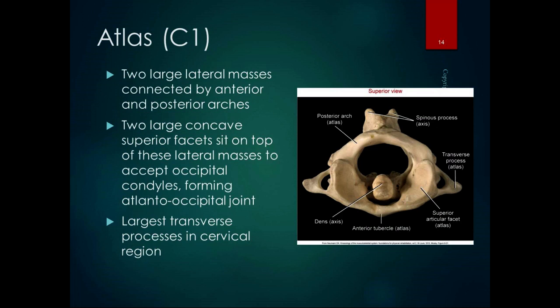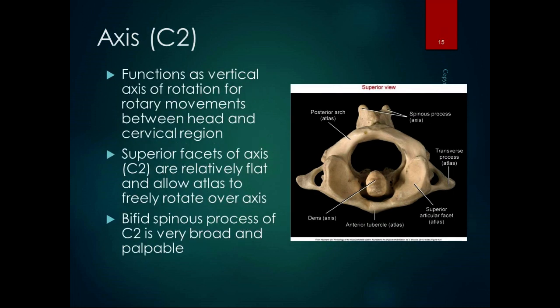It has two large concave superior facets sitting on top of their lateral masses that accept the convex occipital condyles, forming the atlanto-occipital joint. It has the largest transverse processes in the cervical region, and because it's a cervical vertebra, it has those transverse foramina, the little holes in the transverse processes, and we'll talk about their function in a minute.